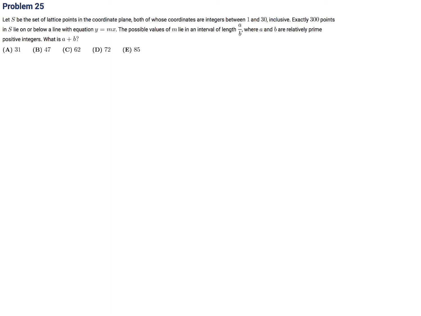Let S be the set of lattice points in the coordinate plane, both of whose coordinates are integers between 1 and 30, inclusive. Exactly 300 points in S lie on or below a line with the equation y equals mx. The possible values of m lie in an interval of length a over b, where a and b are relatively prime positive integers. What is a plus b?